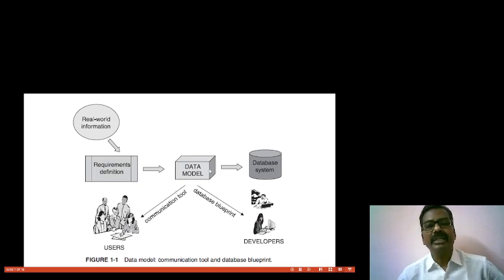Next is building up of the data model. This data model is built with the help of users only. Users will give valuable inputs to the developers so that it can be developed. Next is the final database system. To build this database system, we require experts like developers also. So using developers and users, the data model is built, and finally the database system is established. So this is about the data model and how the communication tool and the database blueprint are formulated.